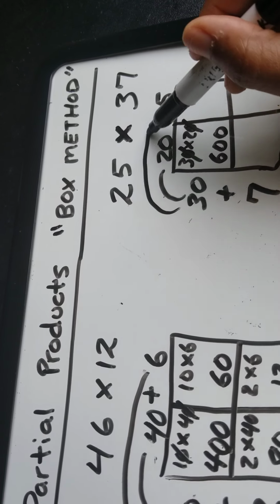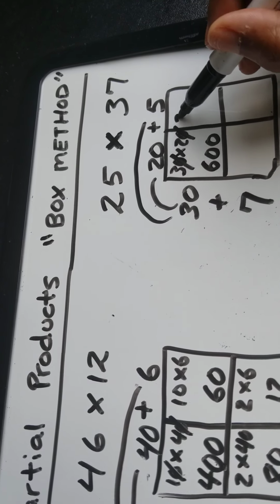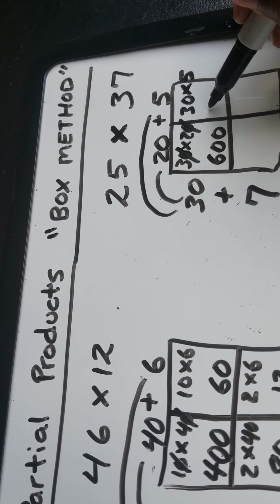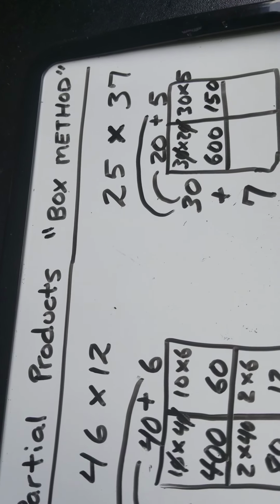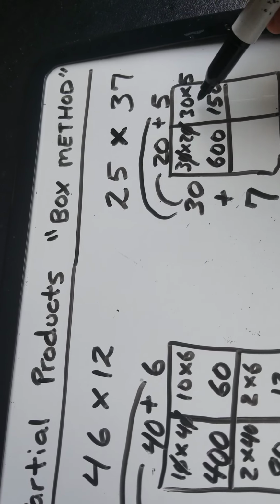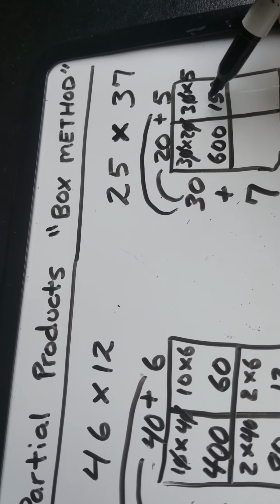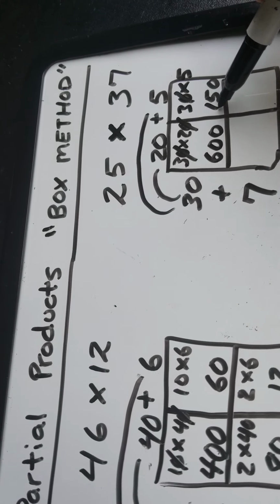Now you have 30 times 5. That equals 150. Remember, eliminate your 0. You got 5 times 3. That equals 15. How many zeros you eliminated? 1. 150.